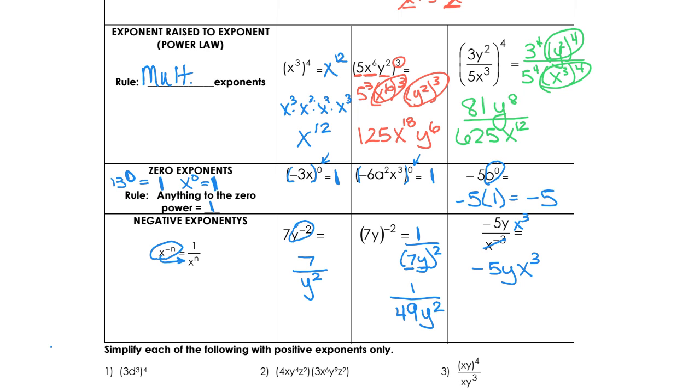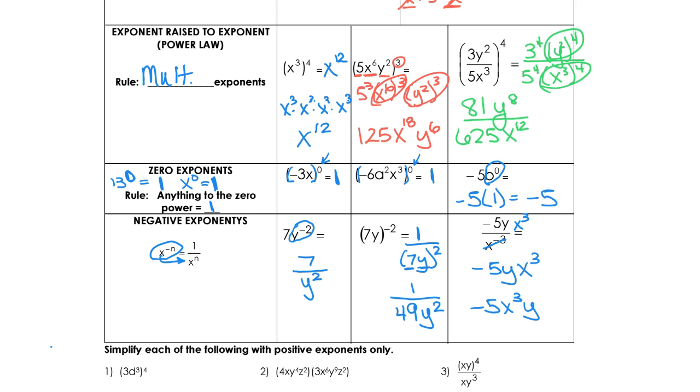The only thing I don't like about that is that the y is first and the x is second. In alphabetical order, you would more so see that written as negative 5x cubed y. Just a little reordering, which you can do because multiplication is commutative.